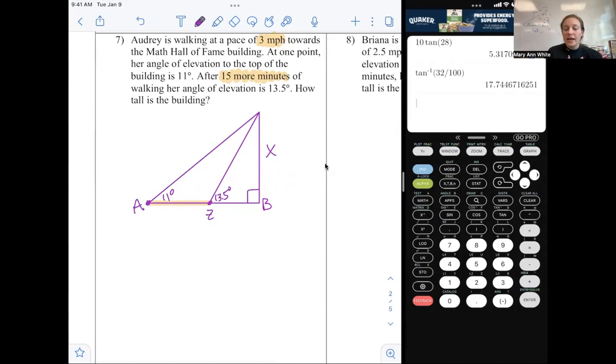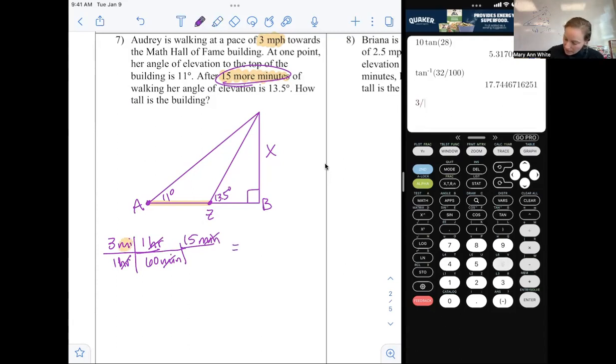I'm going to treat this like a conversion problem. I know not everybody likes to do it that way, but I'm going to think of it as 3 miles per 1 hour. And she's walking for 15 minutes. So I want to get it in terms of just miles. In 1 hour, there are 60 minutes, and she's walking for 15 minutes. The hours cancel, the minutes cancel, and I'm left with just miles. So whatever my answer is going to be, that's the distance from A to Z.